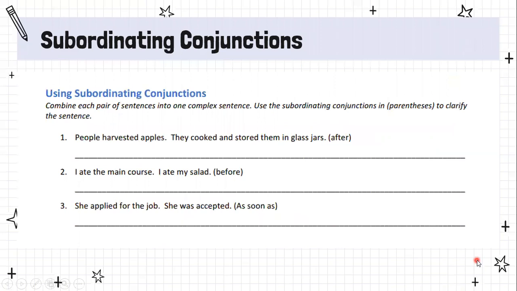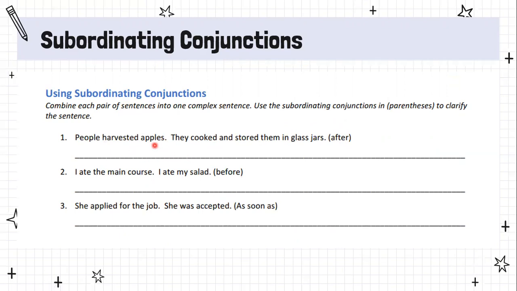So here's an exercise for you. You have to join these two clauses using the subordinating conjunction between parentheses. Remember, if you use it at the beginning, you put a comma. If you use it in the middle, there's no need to put a comma. So let's solve our first one together, then I will leave the other two for you.